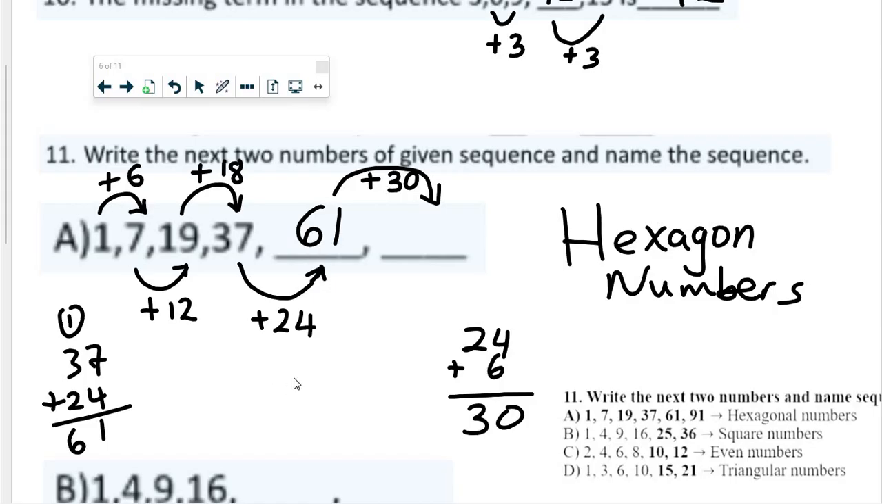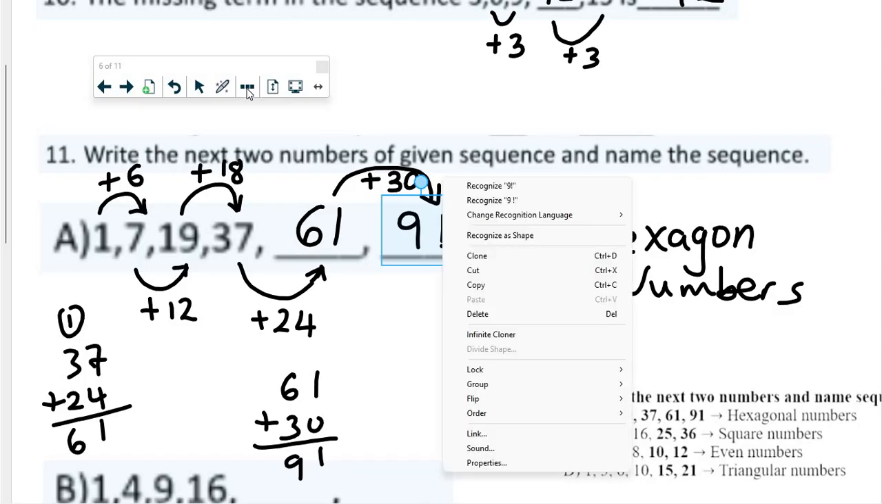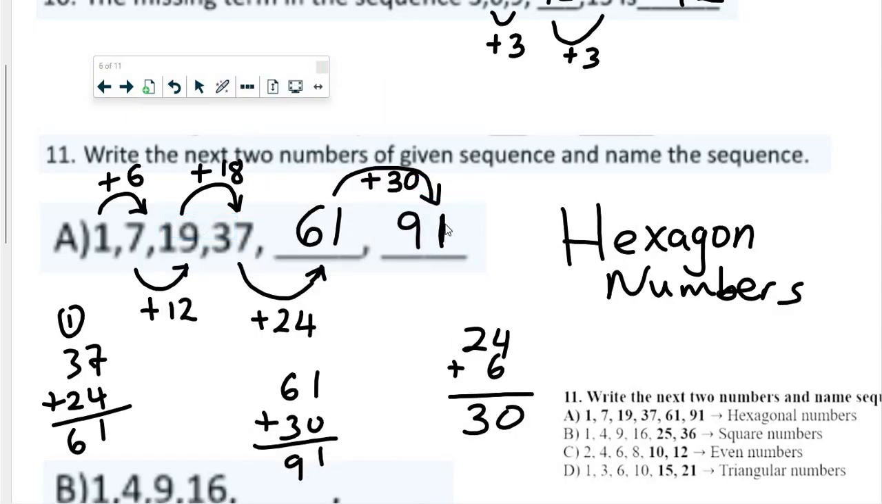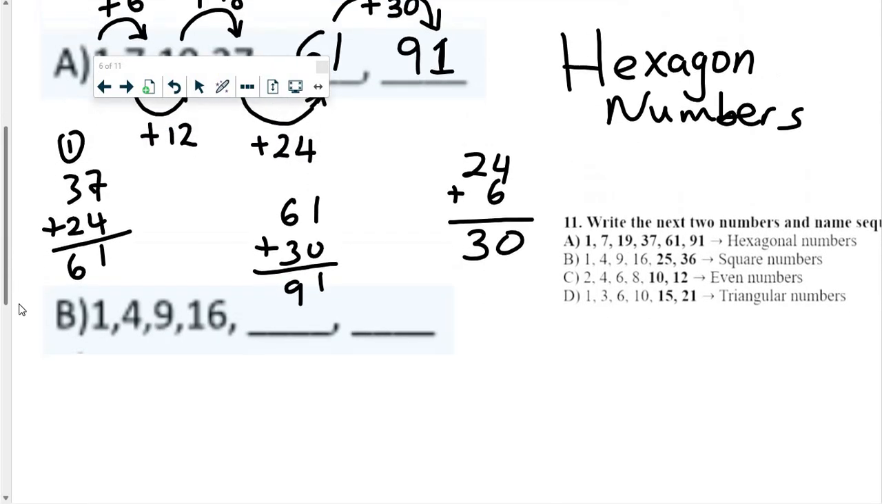Now 61 plus 30 is 91. That means the next number here will be 91. Okay? So you keep going. So this is a pattern. The missing numbers here for hexagonal numbers will be 61 and 91. And what type of sequence is this? That is a sequence of hexagonal numbers.